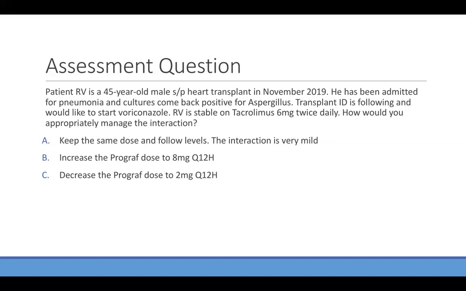Decrease the programmed dose. Perfect, exactly, because especially with voriconazole, it is a very serious CYP3A4 inhibitor, which would raise our tacrolimus levels, so you would want to empirically dose reduce. And like I said, at least by 50%, more commonly 66 to 70%.